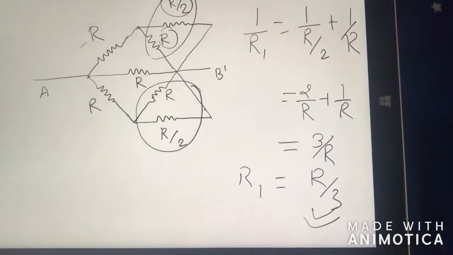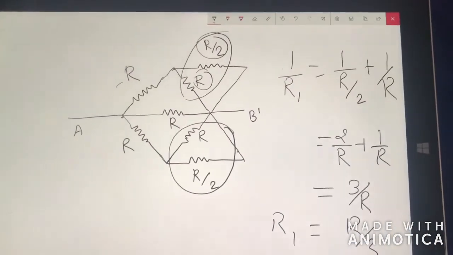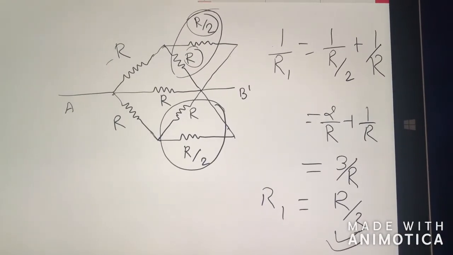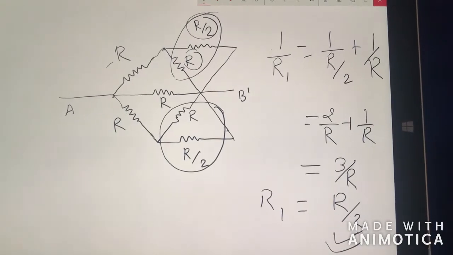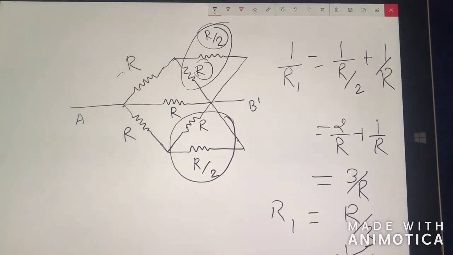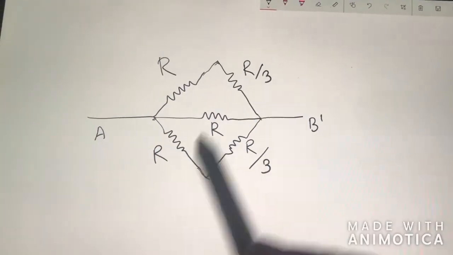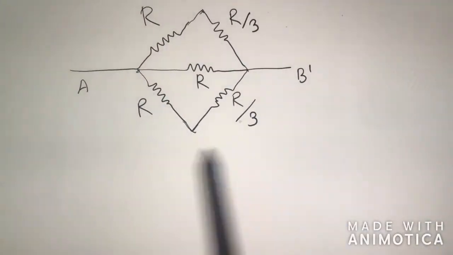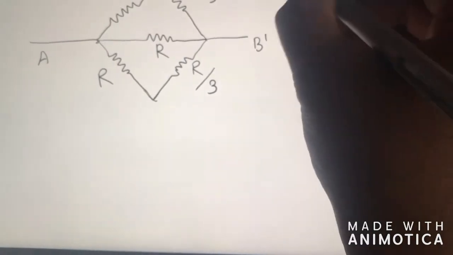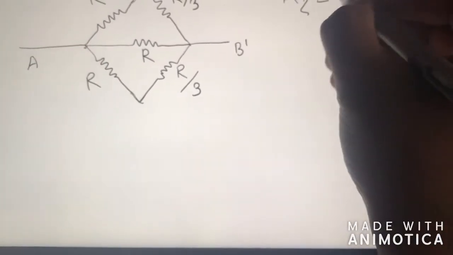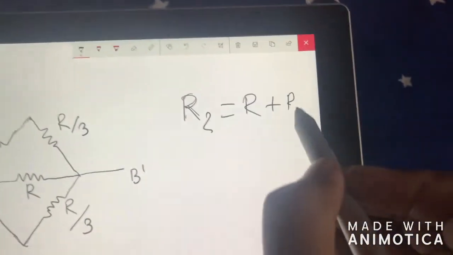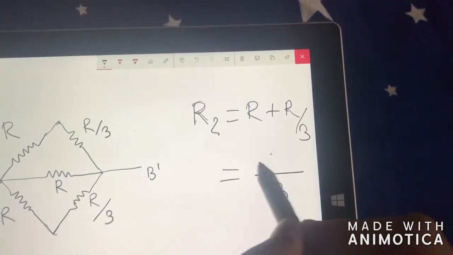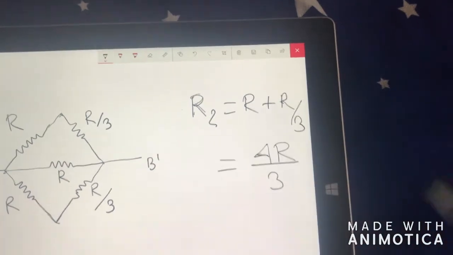So the new equivalent figure will look like this. Further, these two are in series, and in the lower part these two are also in series. So the total equivalent resistance of the upper part and the lower part will be R2 equals R plus R by 3. That means the LCM will be 3 and the total will be 4R by 3.